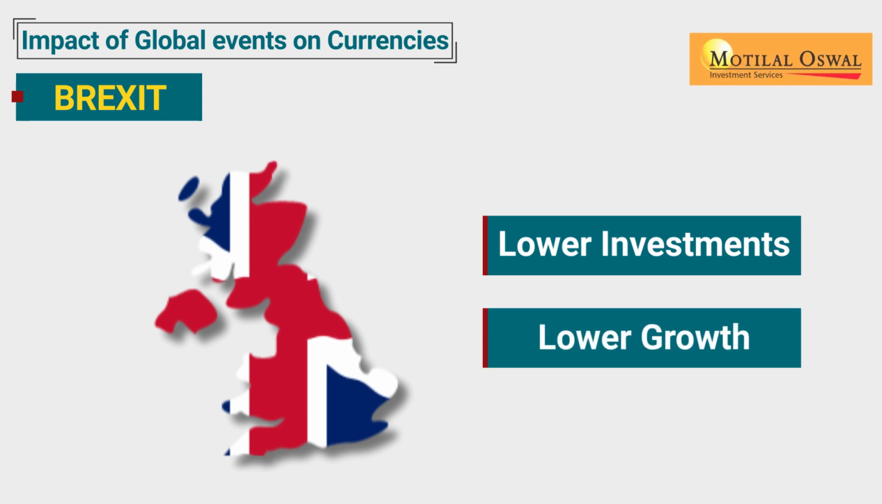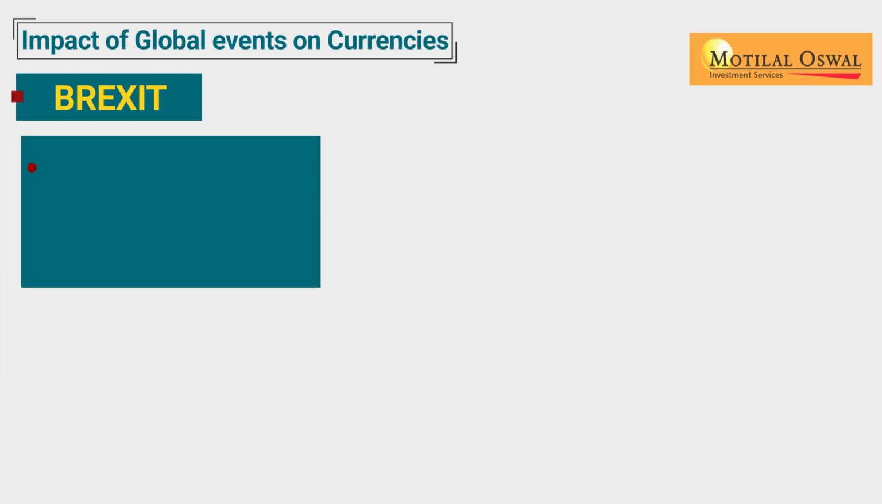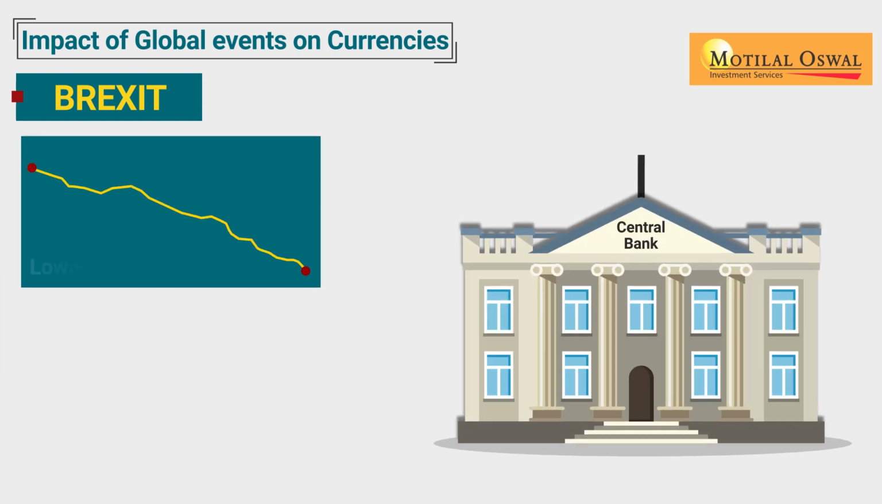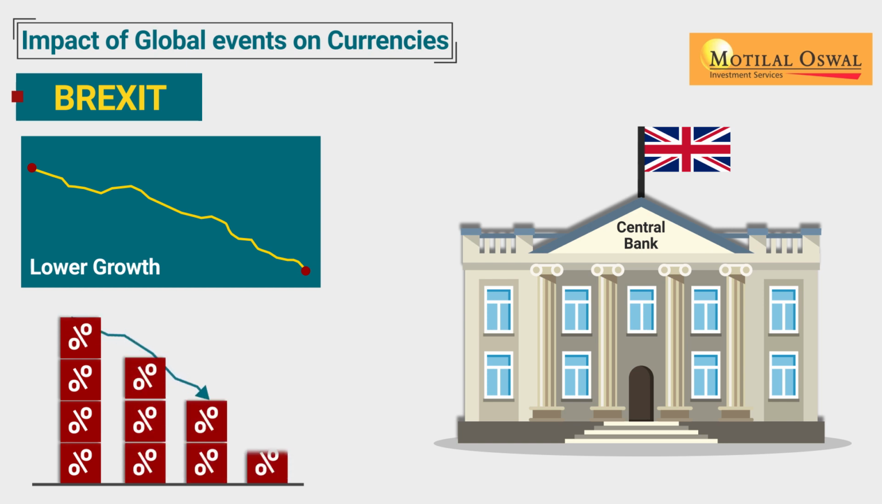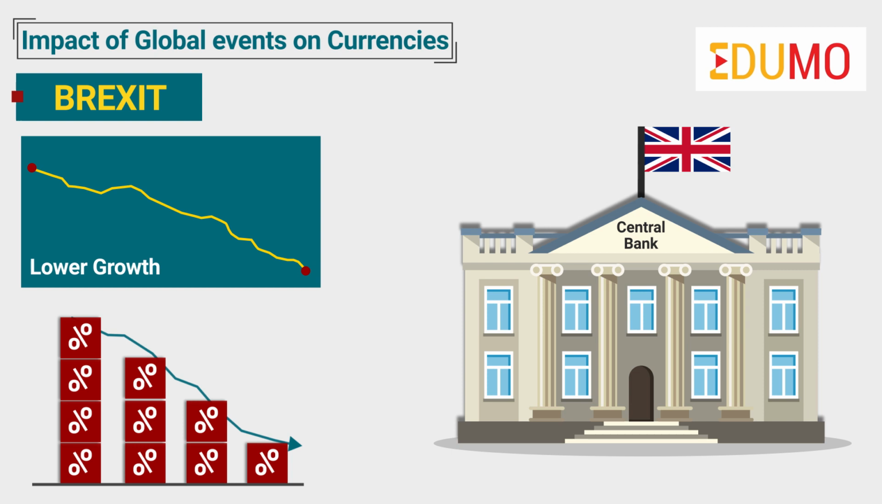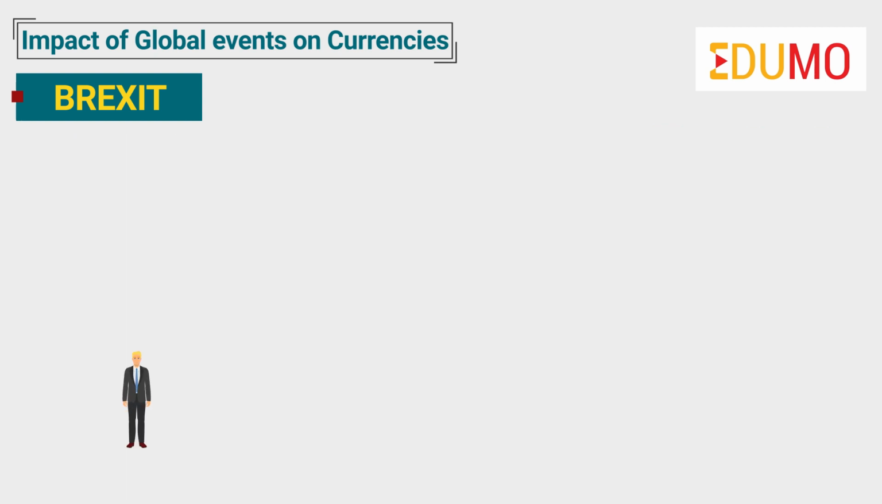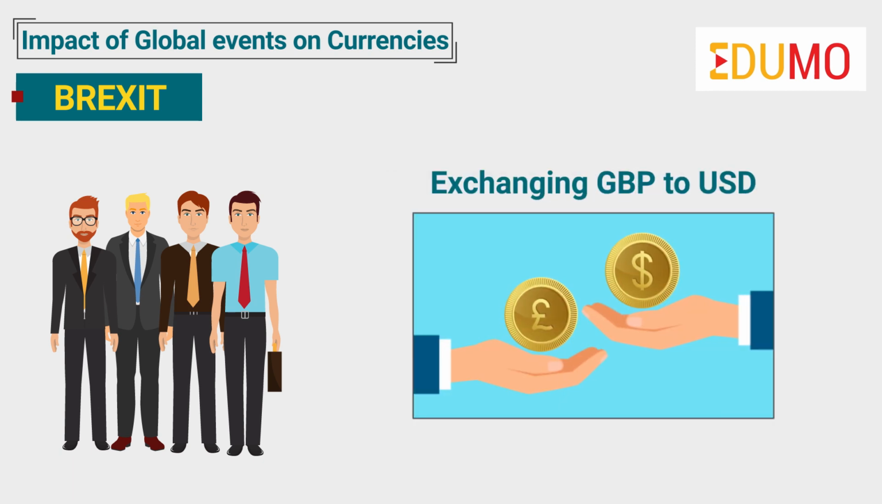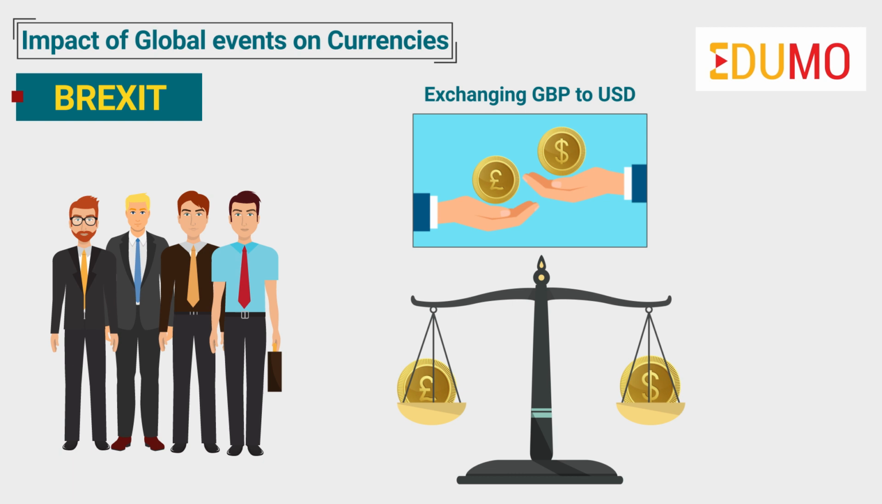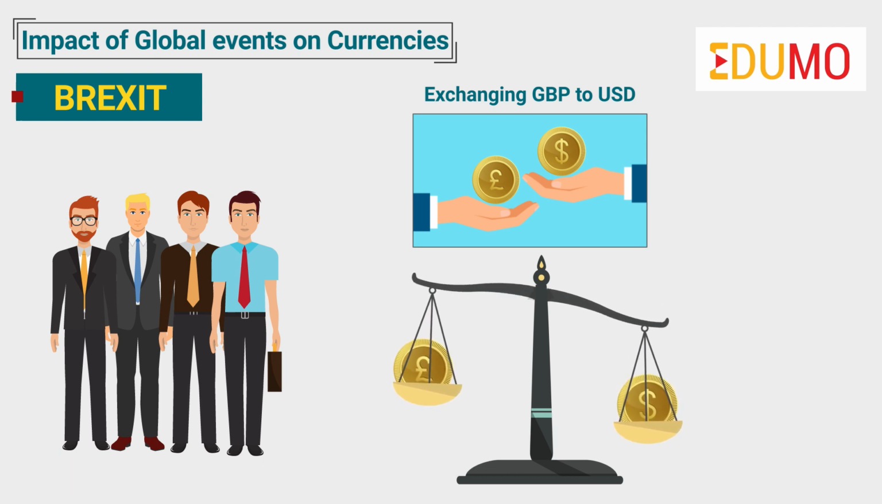What is the impact on GBP? Lower growth will force the central bank of the country to lower interest rates, which follows the same principle as above. Lower interest rates and uncertainty in the UK markets will lead to investors exchanging the GBP for USD. This will thus depreciate the GBP against the USD.